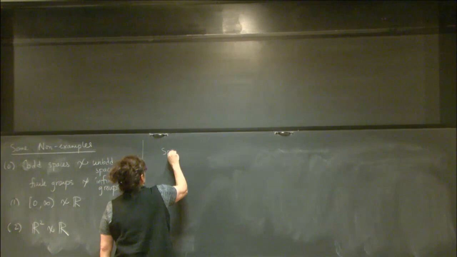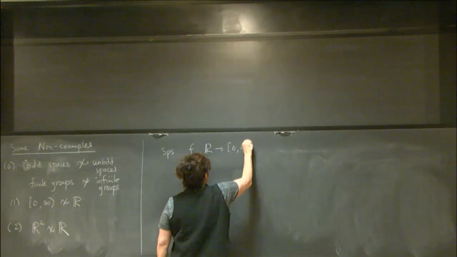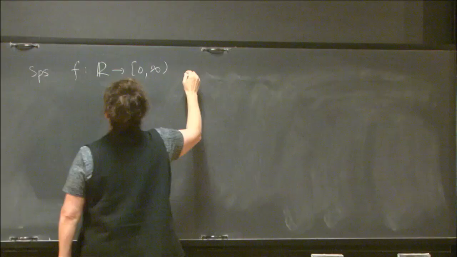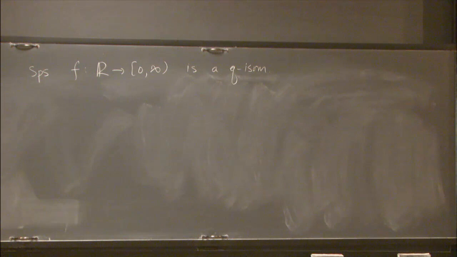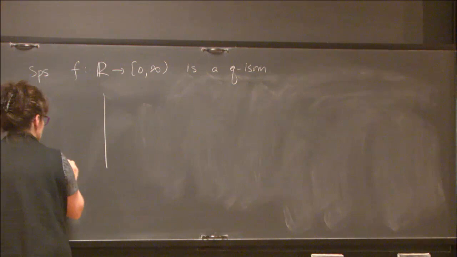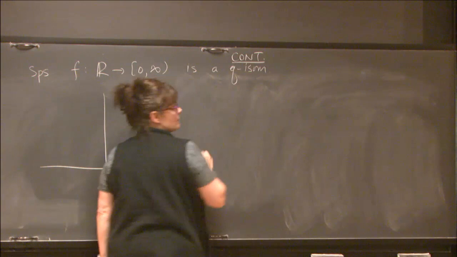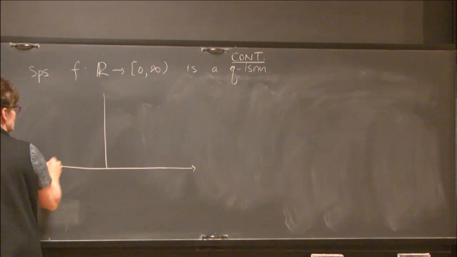So for example, for number one, suppose F is a quasi-isometry. Let me just draw a picture. This is supposed to be an idea; you can fill in the details to really understand what quasi-isometry means. Here's the picture you should think of in your mind. Let's just suppose on top of it that it was continuous for a second. So here's my R direction, and here's my ray direction.